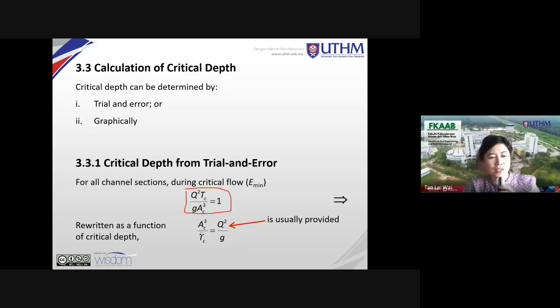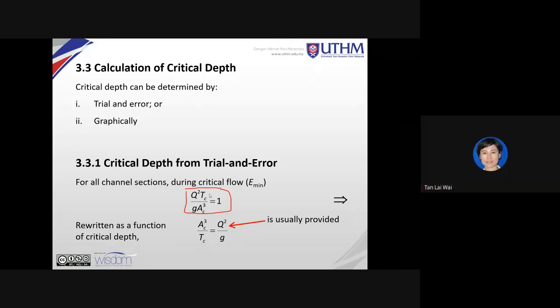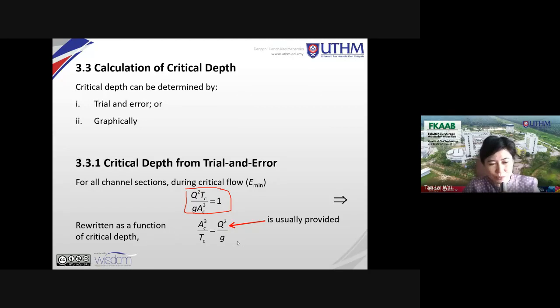Okay, so it's similar, except that in this case we are not using Manning or Chezy, because Manning and Chezy are used to find the depth of uniform flow. To find the depth of critical flow, we are using this expression here. So we are just rewriting this expression as a function of depth of flow equals Q squared over g. Clear so far?